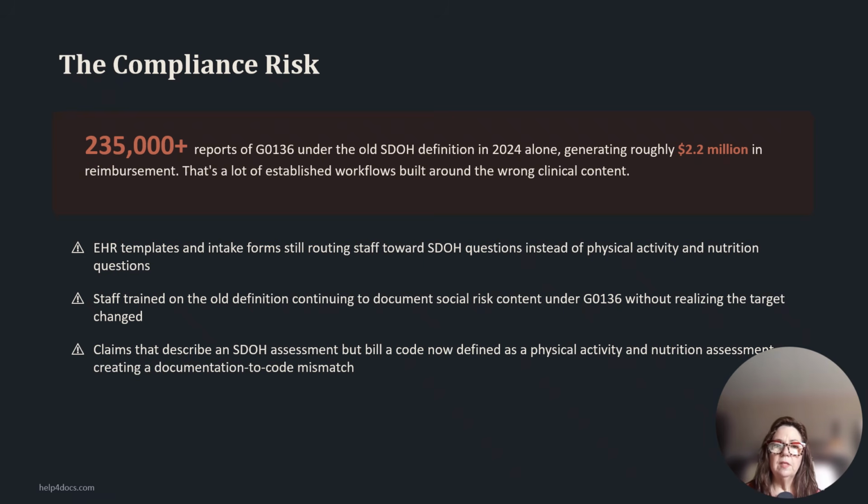So if your note says you assessed housing and transportation barriers, but you billed G0136, that note no longer supports the code you're billing. So you have a documentation to code mismatch, and that's exactly what auditors are trained to catch, and it's what they're really going after this year and forward, is making sure that the documentation supports the code used on the date of service. So you can see the issue there.